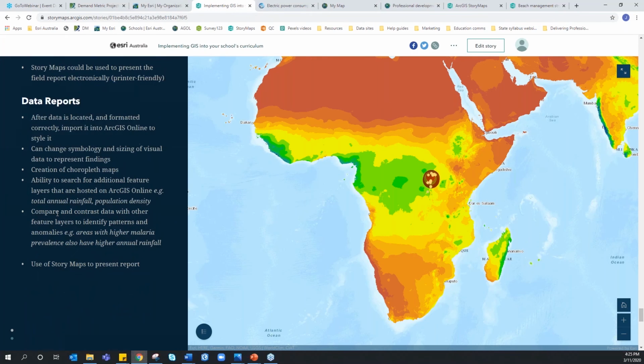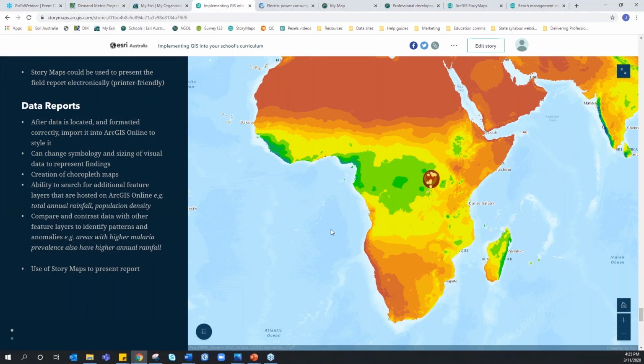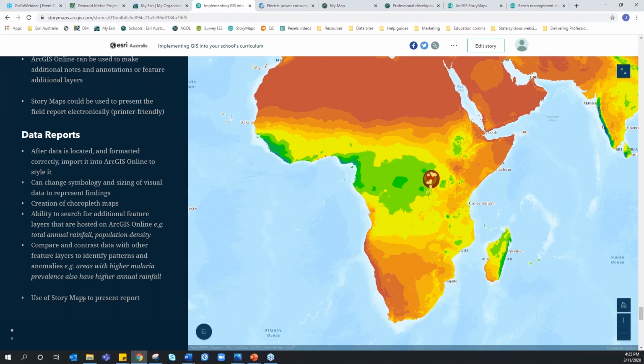And again, like we've been touching on, it allows students to compare and contrast data with other feature layers so that they can identify patterns and anomalies. And I don't know if you were with us a couple of weeks ago and watched Brett Dascombe present, but the great thing about it is your students can actually present their data, present their field report, present their data report or their assessment in a story map like this.